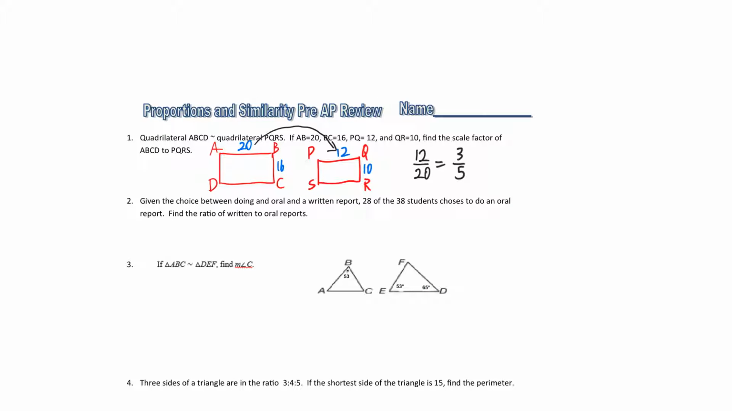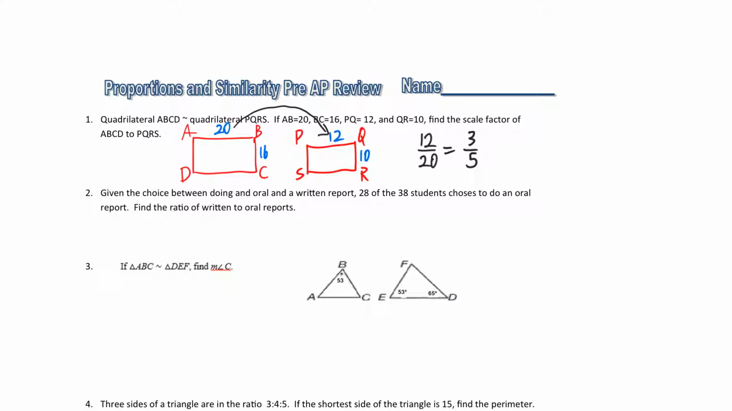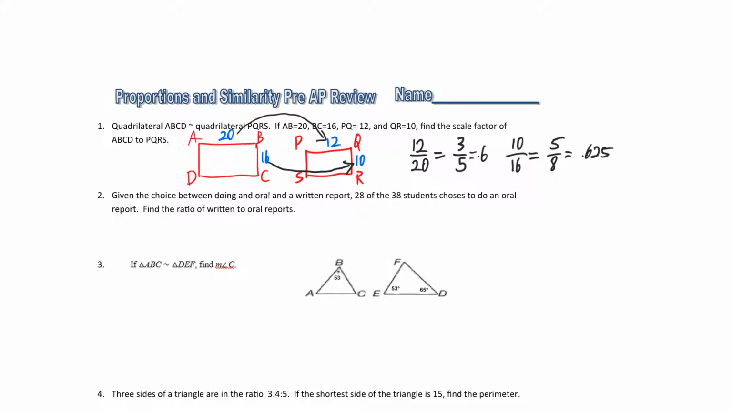Okay, but here's the thing. This one's kind of a trick question, because 16 times what gives you 10? The way to do that is just 10 over 16. This actually simplifies to 5/8. So this one is 0.6, and this one is 0.625. So are those two the same thing?